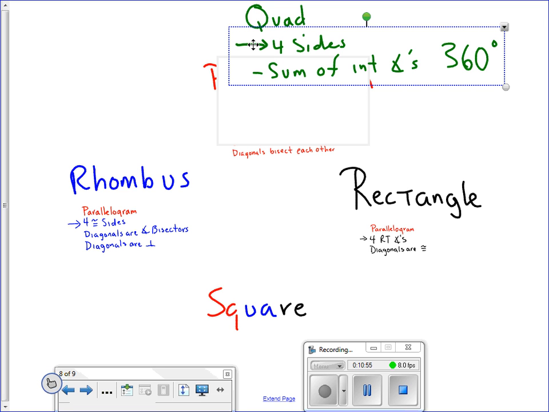And so as we go through these little areas, I want you to understand that the arrow points to the main characteristic that sets it aside from anything above it in this category, okay? So quadrilateral, 4 sides, sum of the interior angles, 360 degrees.